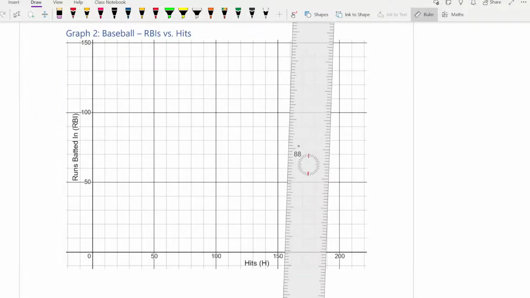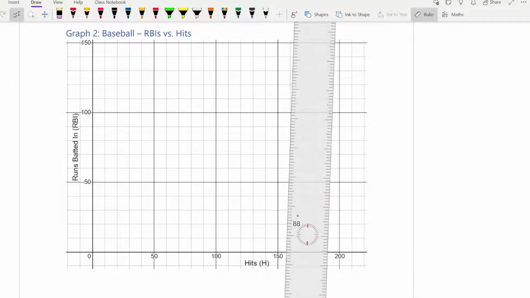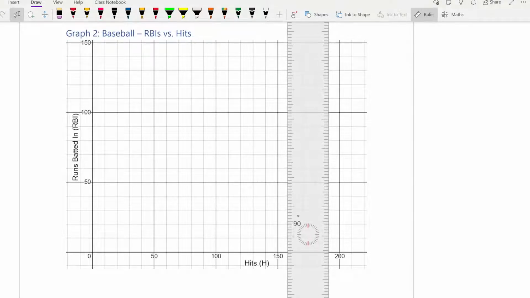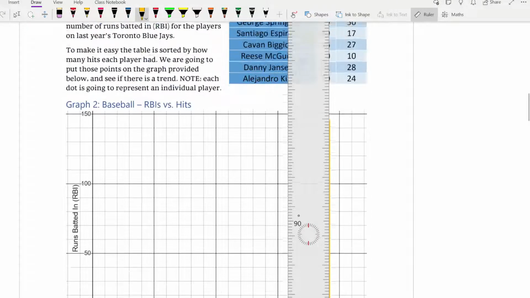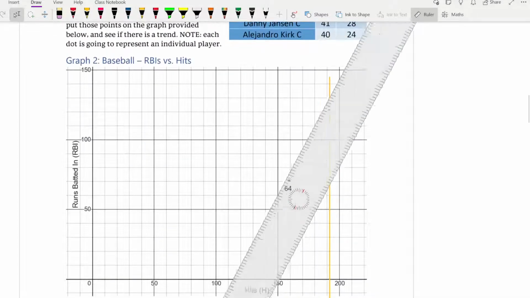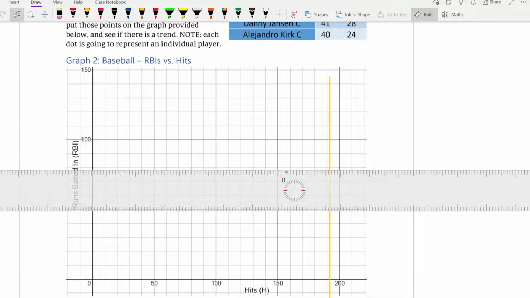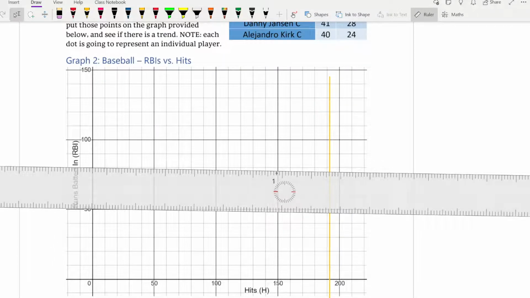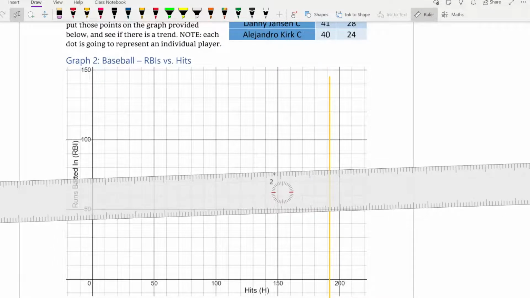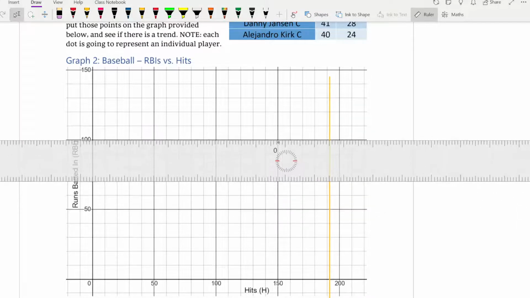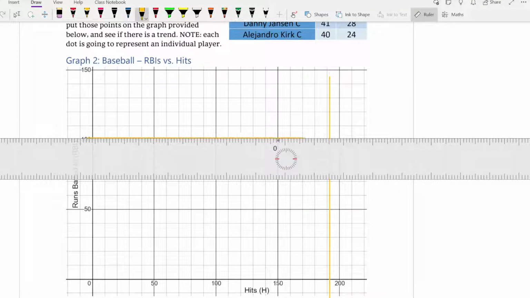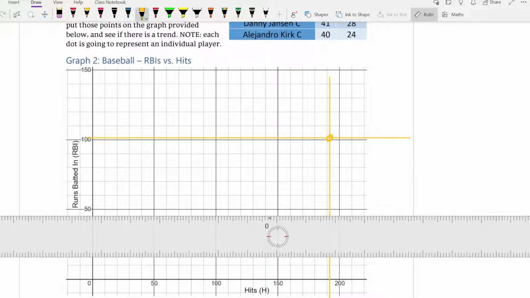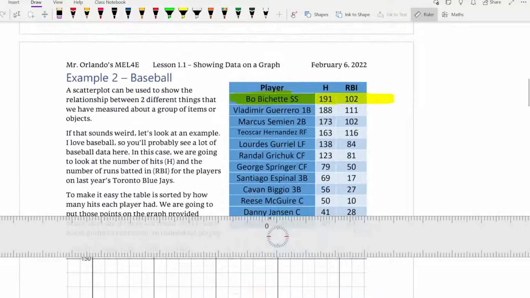I could use a ruler if I wanted to be neat, of course. That'd be a better idea. 191 would live right about there. And then he had 102 RBIs. So that's going to be just above the 100 line here, because this counts by tens. Oh man, my ruler doesn't want to go straight. So right about there. And where those two lines meet, that's where we'd put our point for Bo Bichette. And now we've got him on there. And again, you do not have to color code these, but if you're looking at this after the fact, it'll help you.